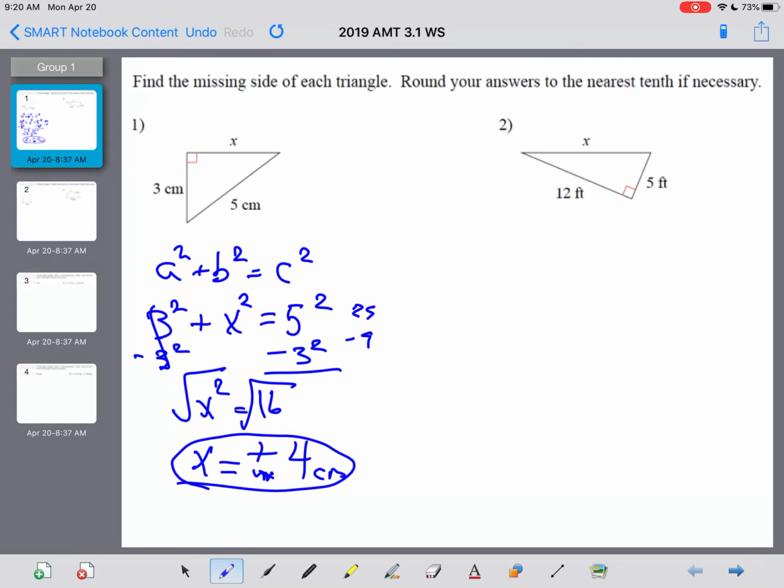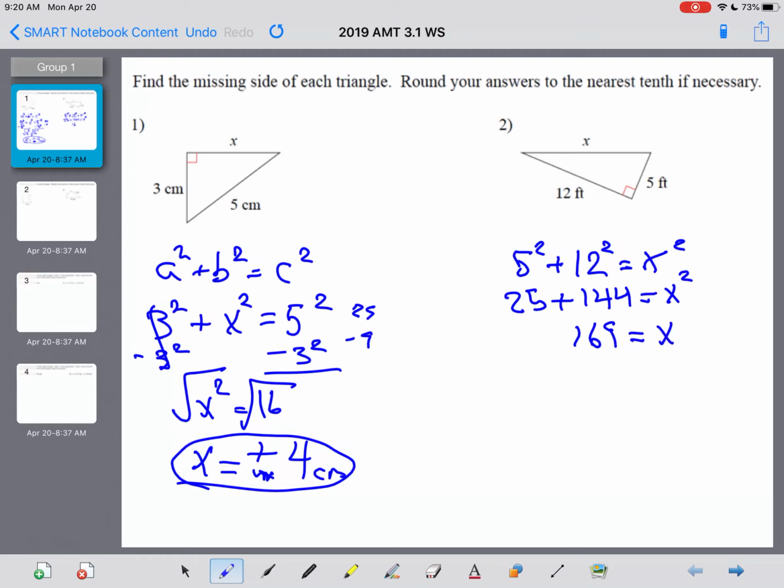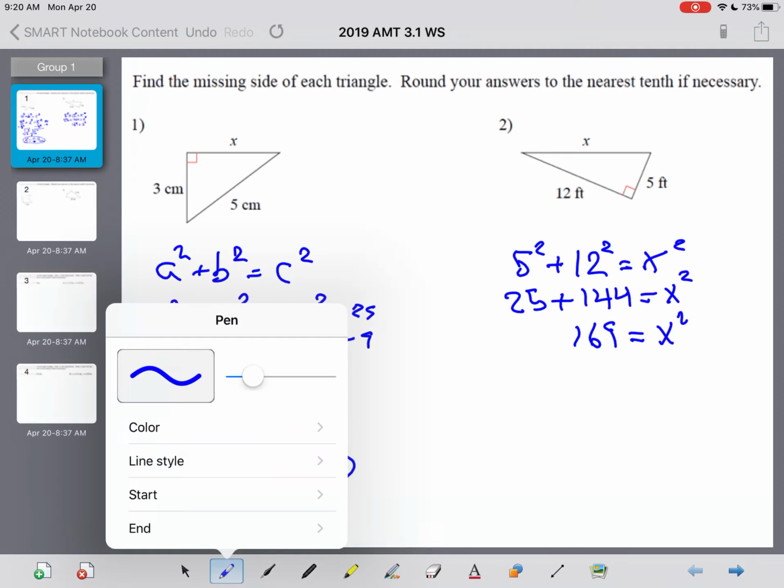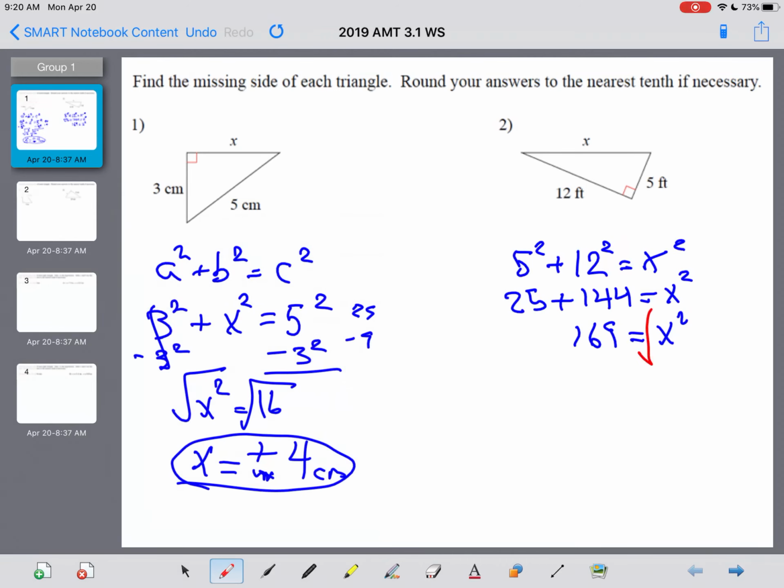Over here, again, a squared, one leg squared. The other leg is 12. And we're looking for the hypotenuse this time. So x can be one of the legs, or x can be the hypotenuse. So I get 25, 144, x squared. I get 169 equals x squared. The solve step here is going to be square rooting both sides.